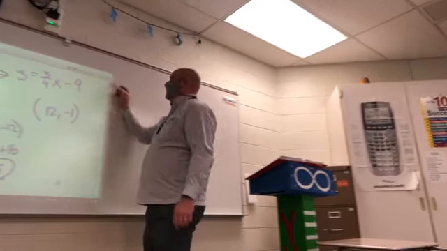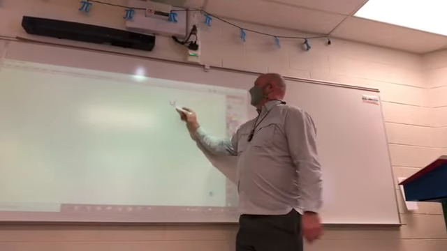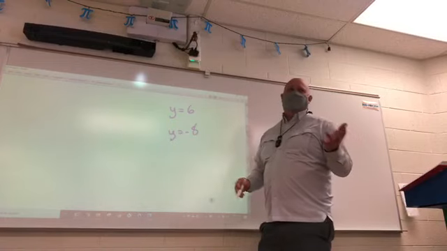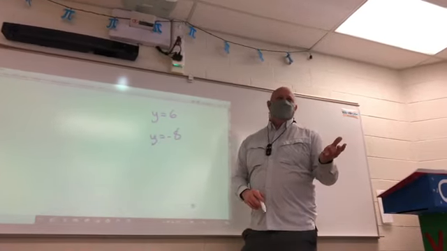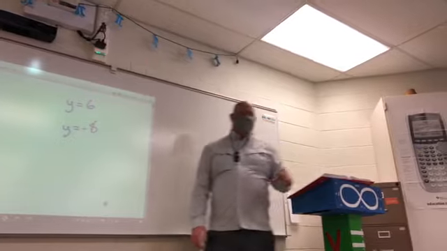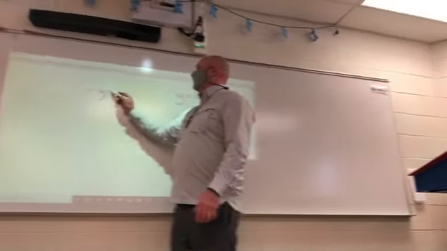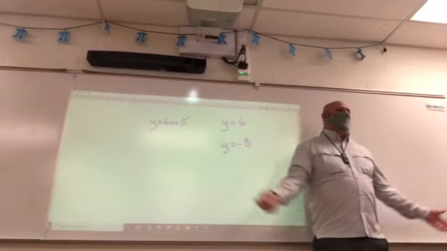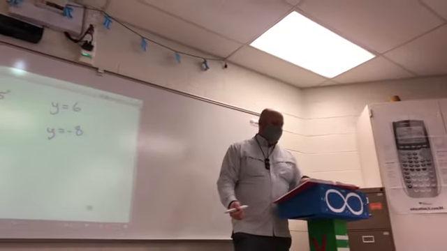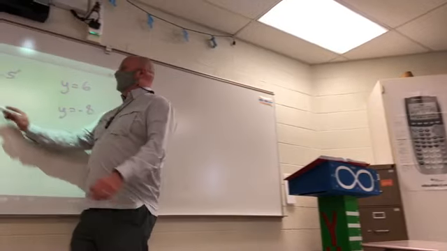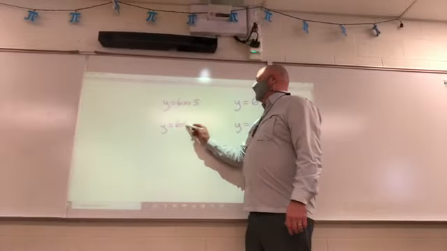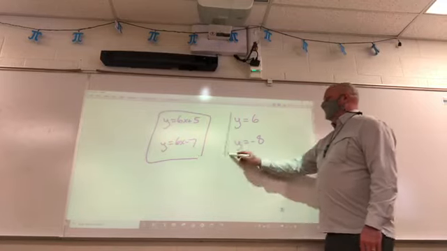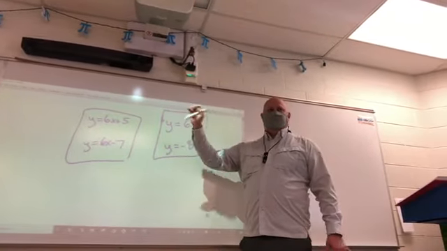So y equals 6 and y equals negative 8, those are both going to be horizontal lines. Those are going to be parallel to each other. And then you have y equals 6x plus 5. What's the slope? 6. Is there another line there that has a slope of 6? It'd be y equals 6x minus 7. So these two are parallel to each other, and these two are parallel to each other. Does that make sense?